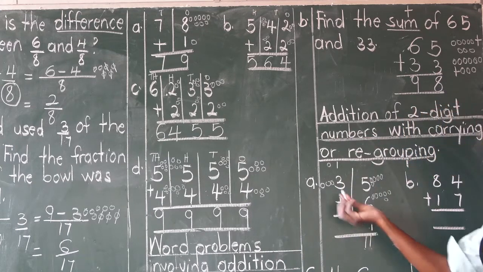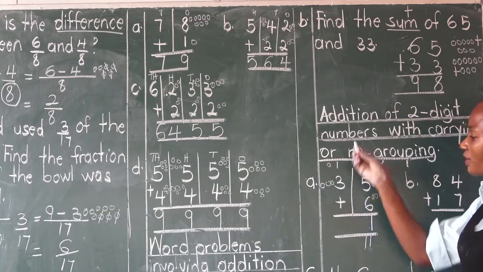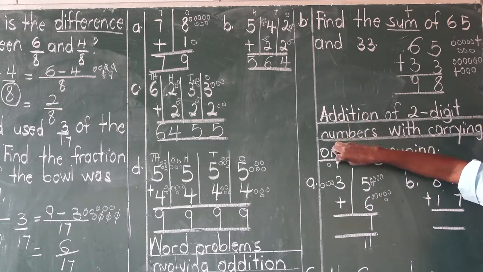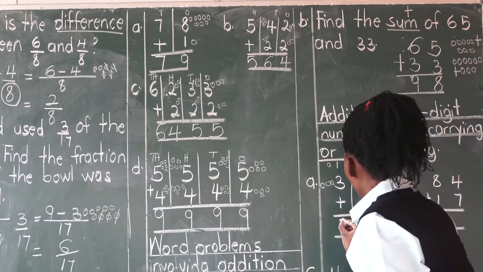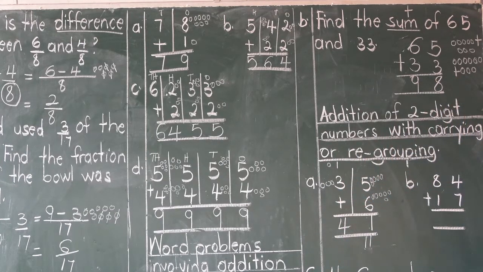Now let's add them. 1, 2, 3, 4. Don't forget this number which you carried. Now our answer will be 4. Okay? Then here we have 84 plus 17. 84 plus 17. Our line in the middle first.